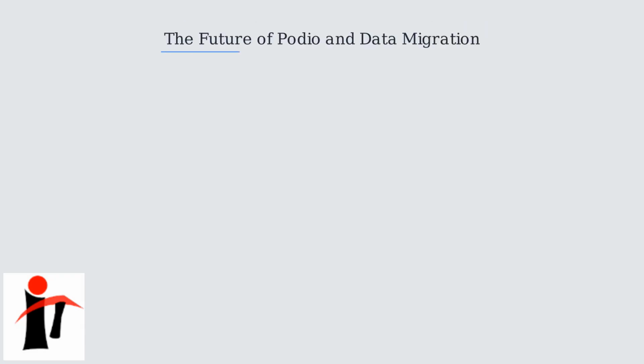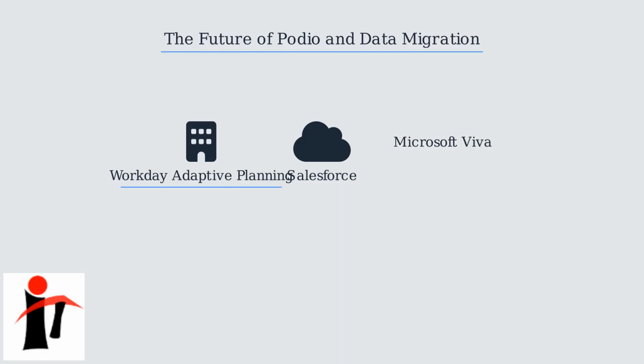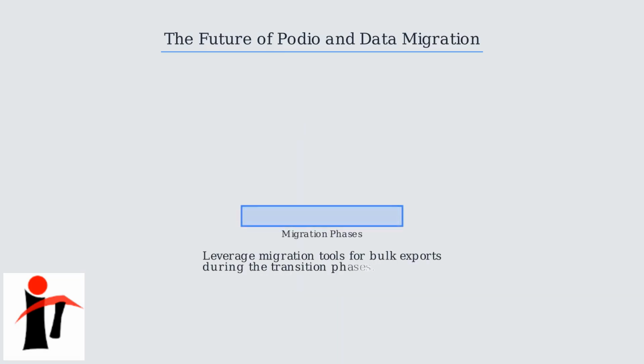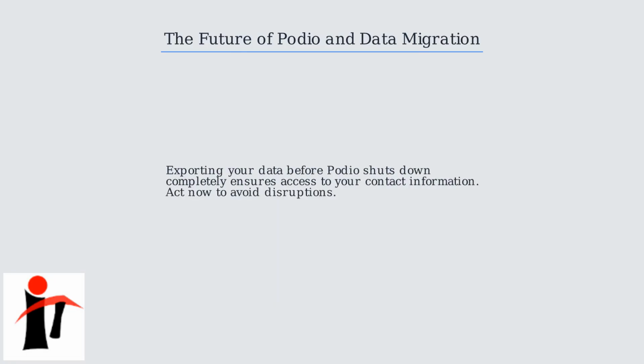With Podio's impending decommissioning, migrating to alternative platforms like Workday Adaptive Planning, Microsoft Viva, or Salesforce is crucial. Focus on leveraging migration tools for bulk exports and consider AI-assisted exports to map fields and minimize data loss during the transition. Exporting your data before Podio shuts down completely ensures you retain access to your valuable contact information. Act now to avoid any potential disruptions.